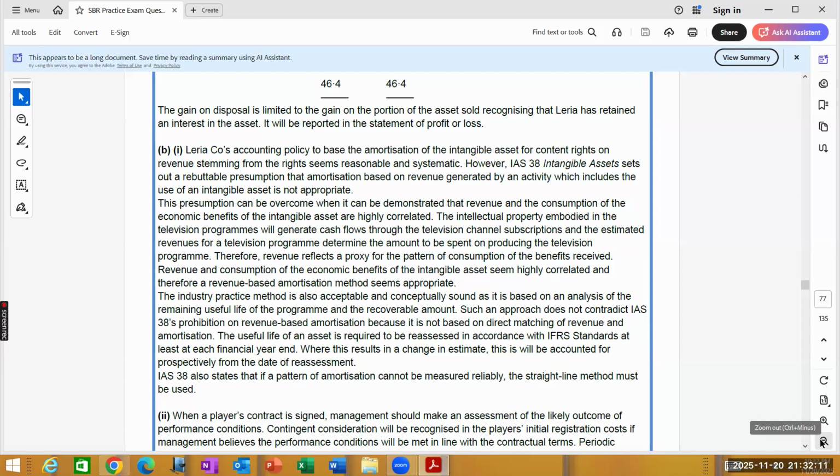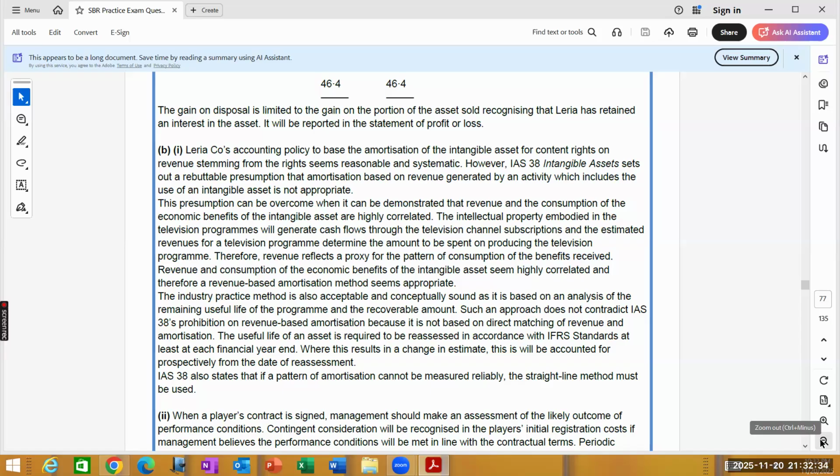Revenues and consumption of the economic benefit of the intangible asset seem highly correlated, and therefore a revenue-based amortization method seems appropriate. The industry practice method is also acceptable and conceptually sound, as it is based on analysis of the remaining useful life of the program and recoverable amount. Such an approach does not contradict IAS 38 amortization.